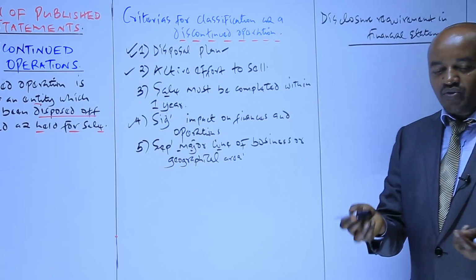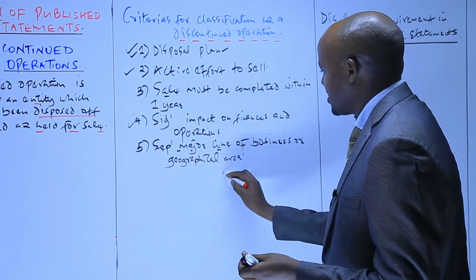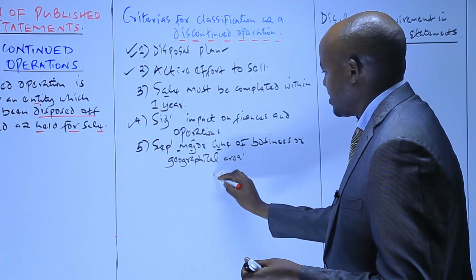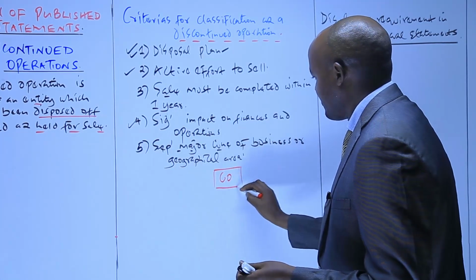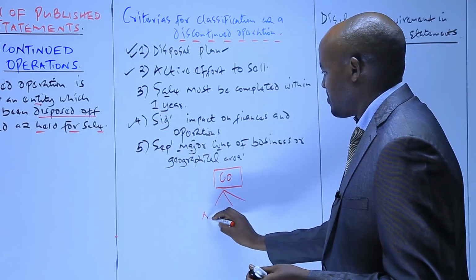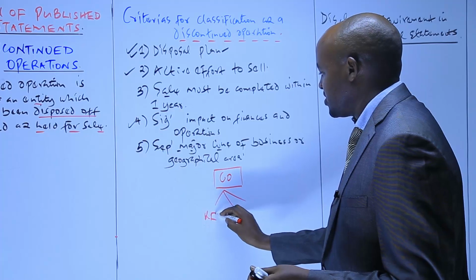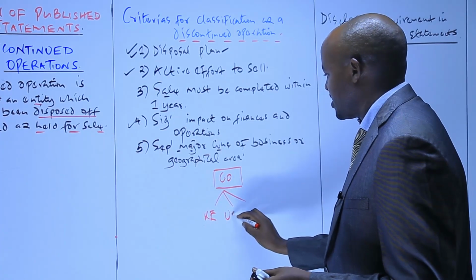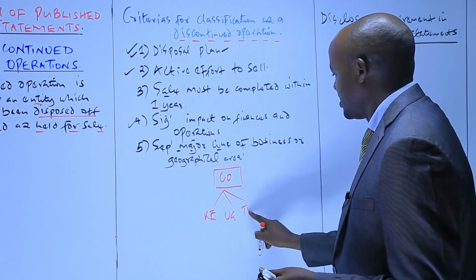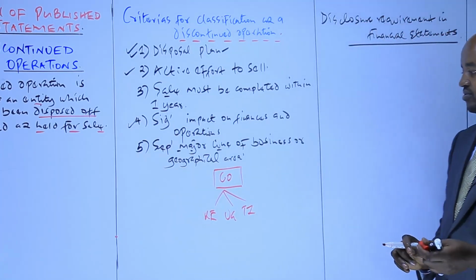In this case, a good example of a discontinued operation is whereby we have a company with a number of branches. Maybe this company has a branch in Kenya, a branch in Uganda, and also a branch in Tanzania. And maybe because one of the branches has not been performing that well, assuming, for example, the branch in Tanzania.